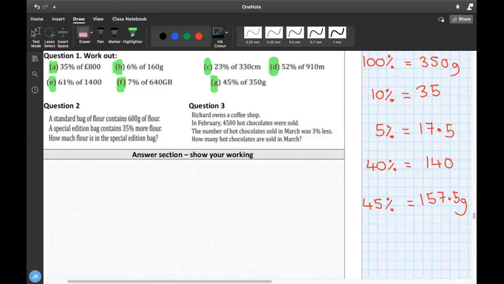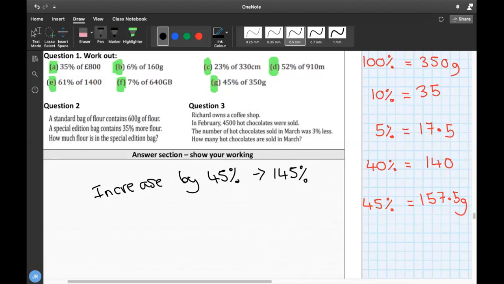For example, if we just keep this calculation up here now, if I was asked to increase by 45%, then that would give me 100% plus 45%, 145%. So you need to do the same with your values. You need to take the original 350 and then add on 45%. If it was decreased though, then you'd need to take your original and subtract the 45%.